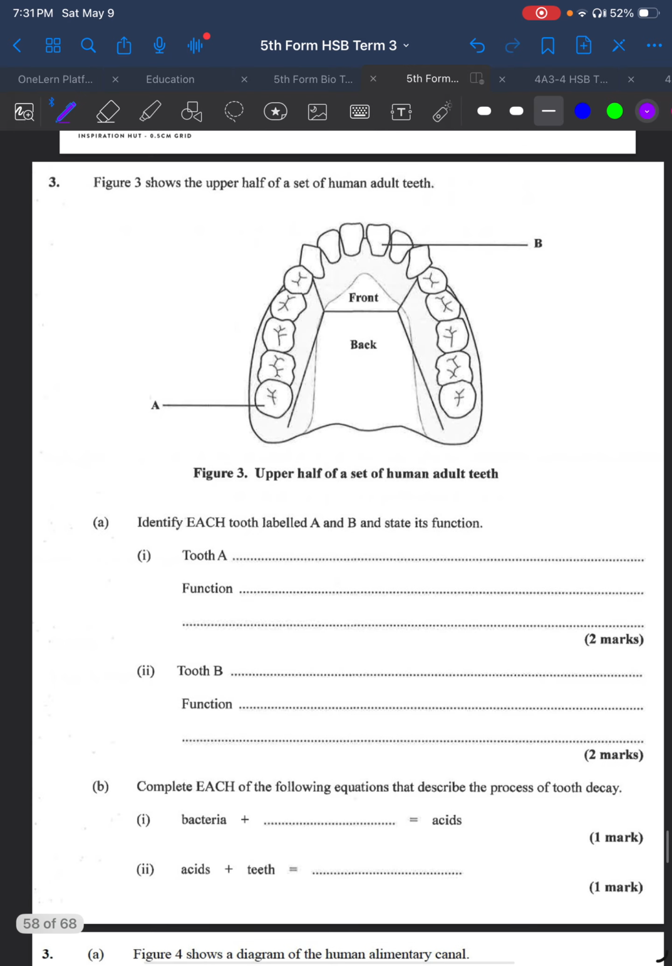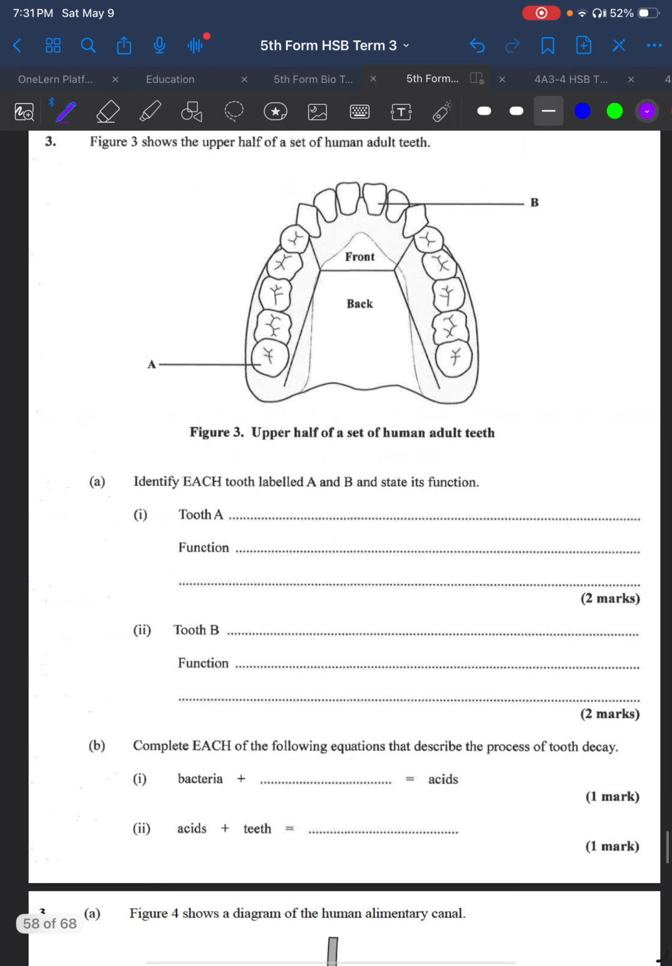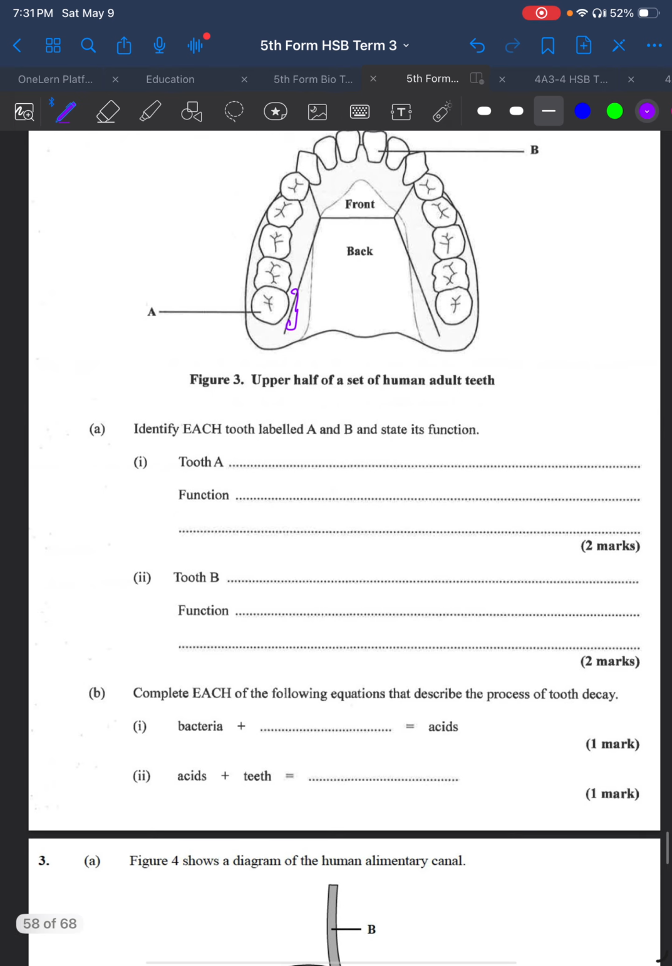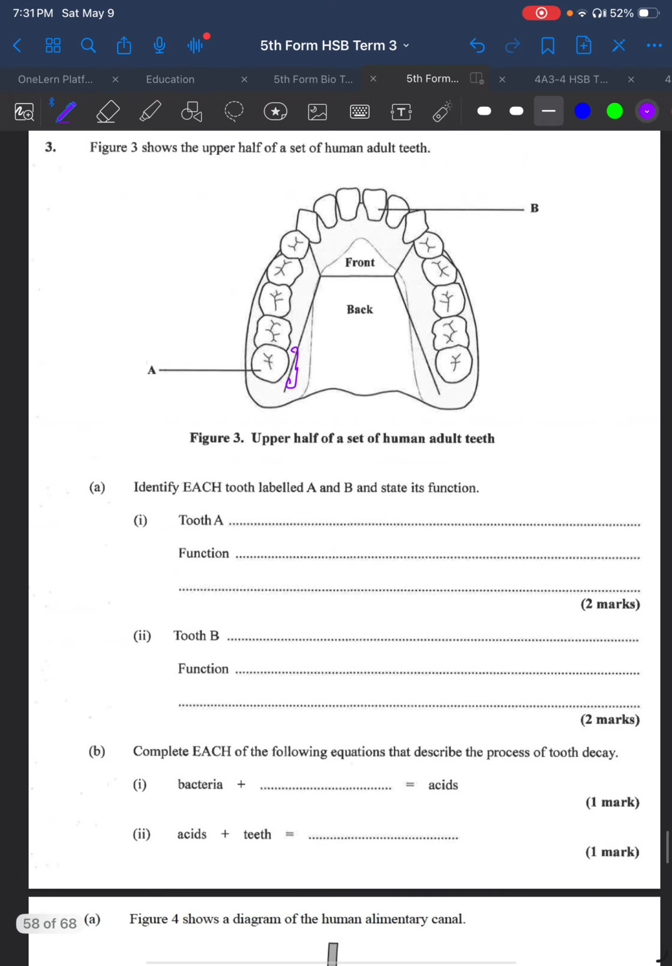So when this question now is looking at the tooth, right? It asks about the types of teeth and the function. So we know that this is a molar and that it is responsible for crushing and grinding food. And then for B, we know that this is an incisor. You have four of them.